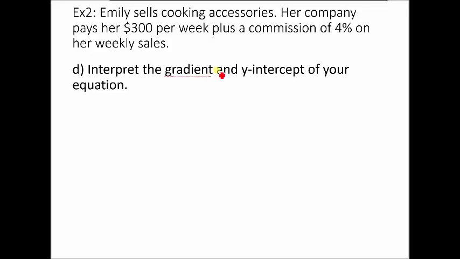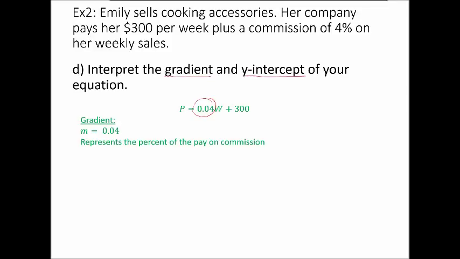Now let's go through and interpret it. So we want to interpret the gradient and the y-intercept. So same deal, we need to identify from our equation which one of these two numbers is the gradient, which one's the y-intercept. Once we've decided that, then we can go ahead and interpret. Gradient, that's my coefficient, that's the one with the letter. So that's my 0.04. Okay, in this case, well, we already had the scenario to start with. Well, it represents the percent of the pay on commission.